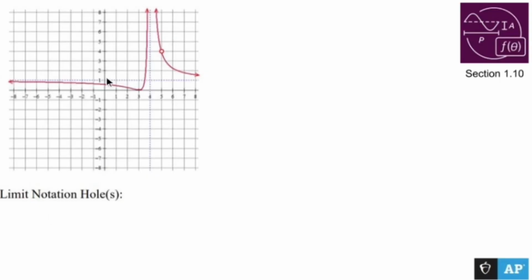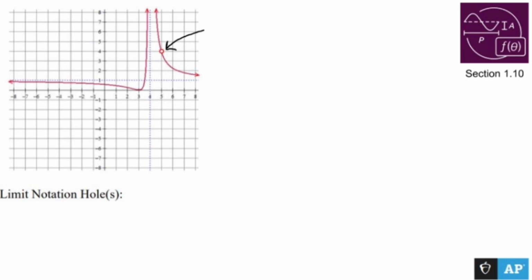All right, I'm given a graph here and I'm being asked to find the limit notation of the holes. Now the hole exists where you have on your graph a little hole right there, which is a circle. Now the limit notation of a hole means as I move from the left and from the right towards that hole, where am I going? The hole exists when x equals 5.